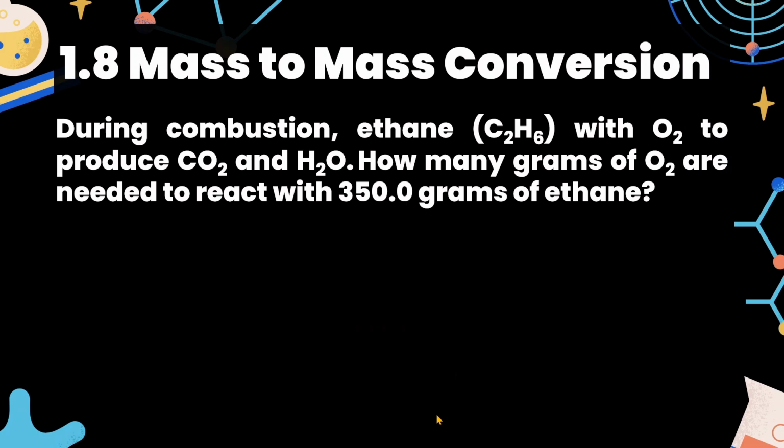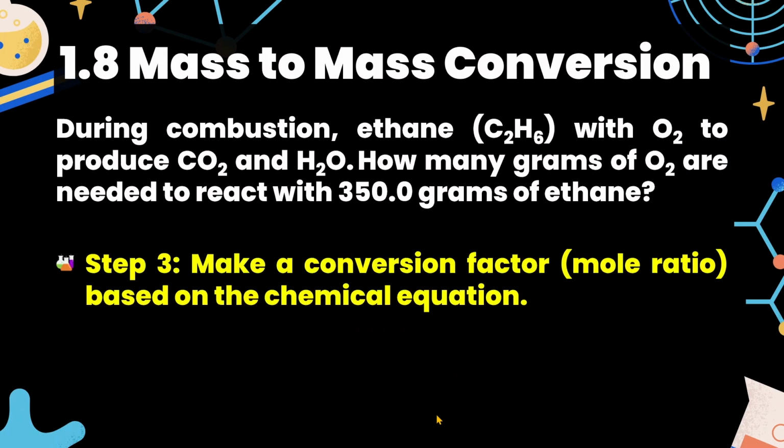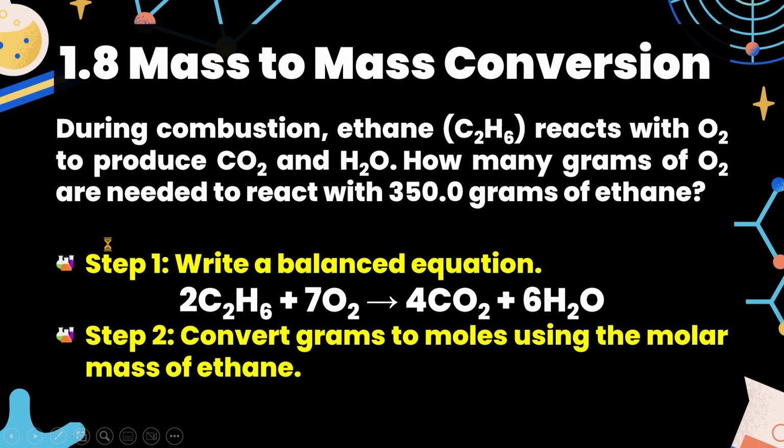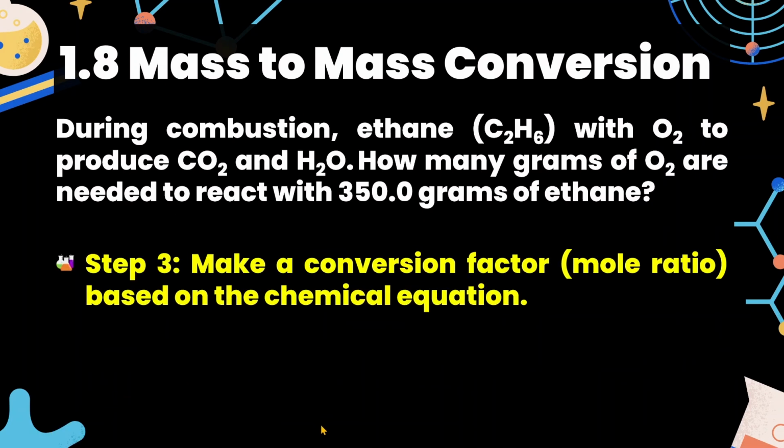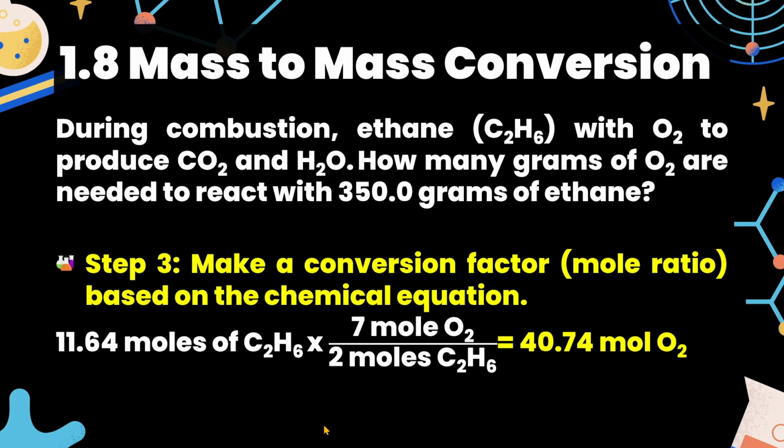The third step is to make a conversion factor or mole ratio based on the chemical equation. So in the chemical equation, if you still recall, the chemical equation is 2C2H6 plus 7O2, 4CO2, and 6H2O. So we can use the coefficients 2, 7, 4, and 6 for the third step. So we can use 7 oxygen and 2 moles of C2H6 for the conversion factor.